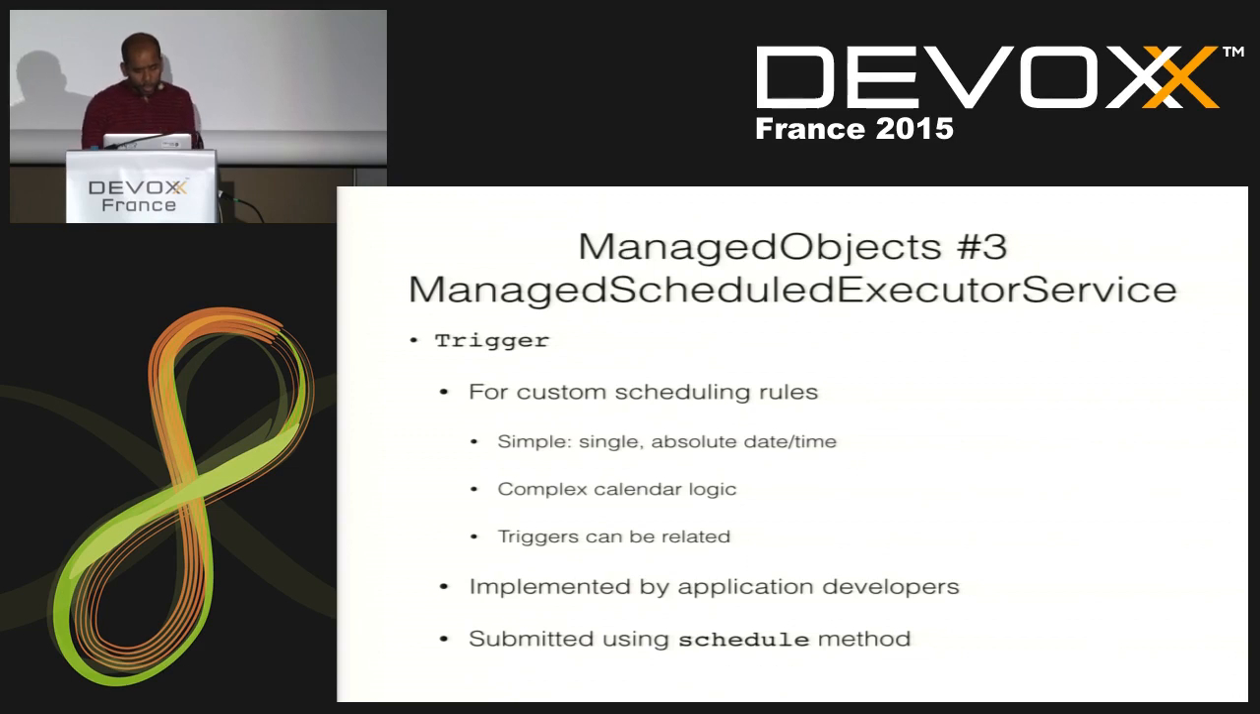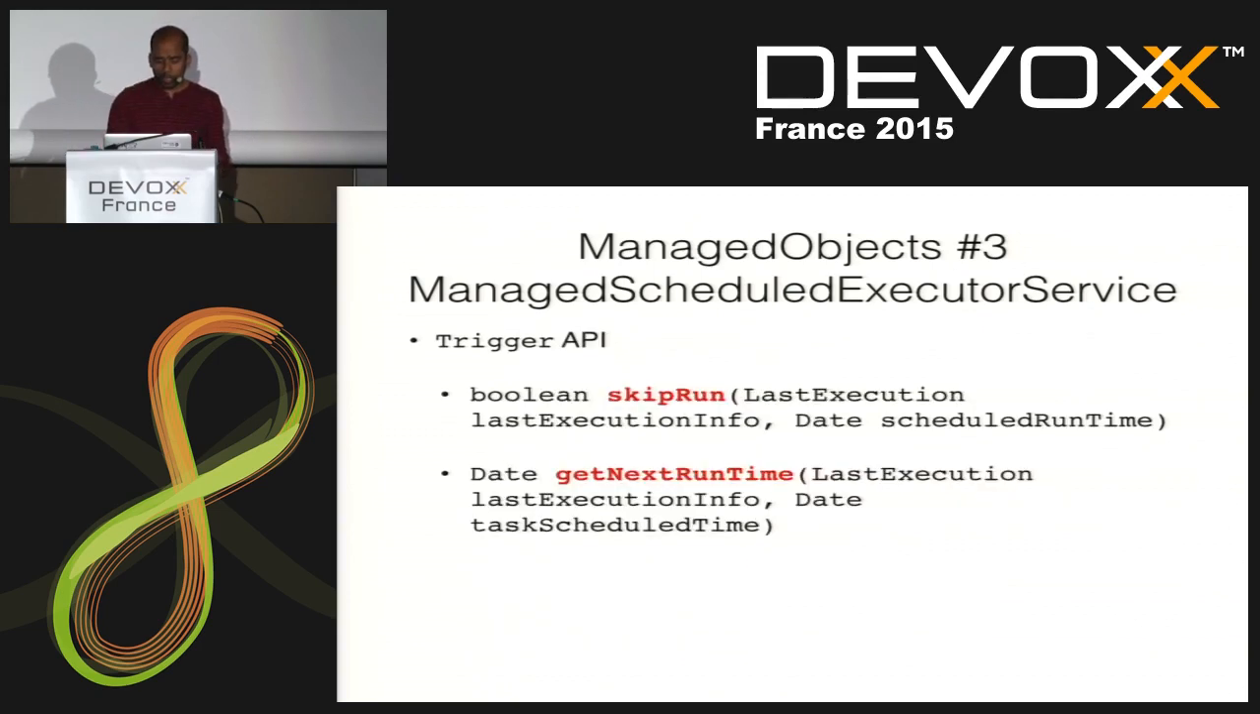There is a schedule method, and so you will just call the schedule method, and pass your runnable or callable, and the implementation of the Trigger class. In the Trigger class, there are a couple of methods that are important. So you would say skipRun or getNextRunTime. You will implement those methods, and you will be passed some information like the last execution, which basically tells you whether it was successful or not, and the date when it was executed.